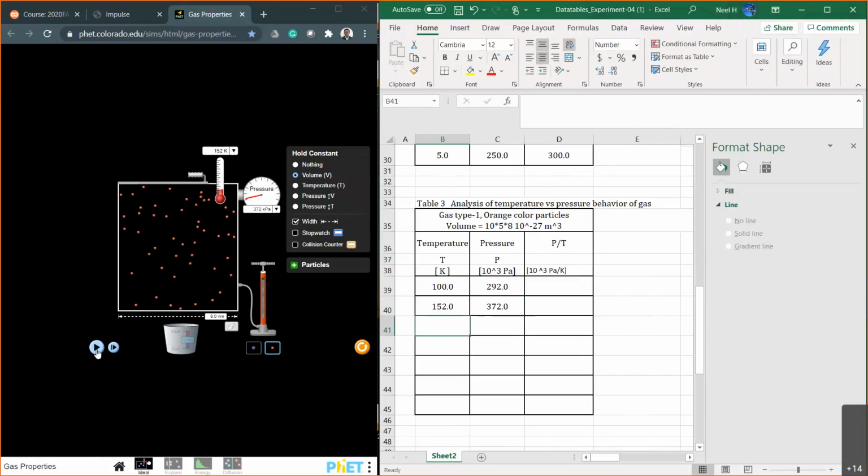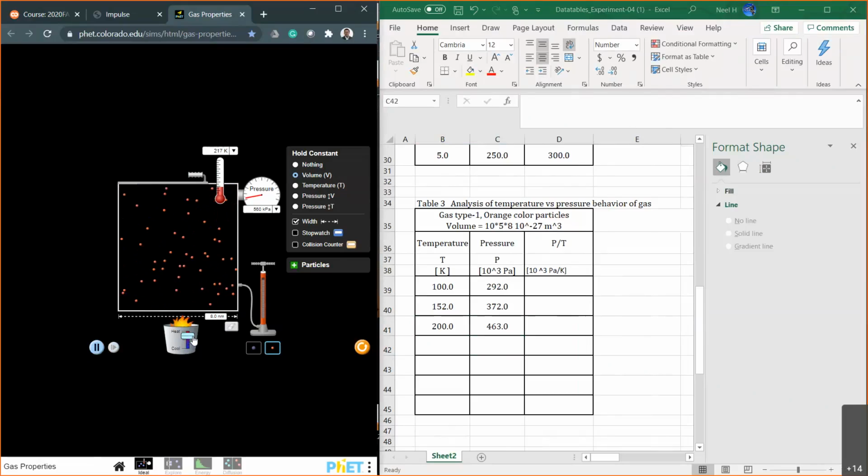And then the same thing: click this up and heat it to close to 200. When it's close to 200, you can stop and then read the pressure. When you're reading the pressure, read it in the pause mode. It's going to be exactly 200 now. Pressure is 463. And then play again, because without playing you can't change the temperature. That's a problem. You have to click the play button to change the temperature.